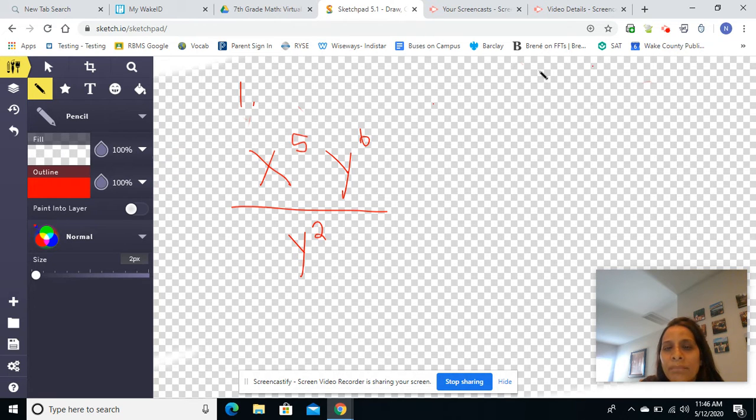The next problem, problem 2, will be y to the 7th divided by y to the negative 8th. Again, look at it. Remember your rules that you went over with Miss Grasso and Miss Harris.